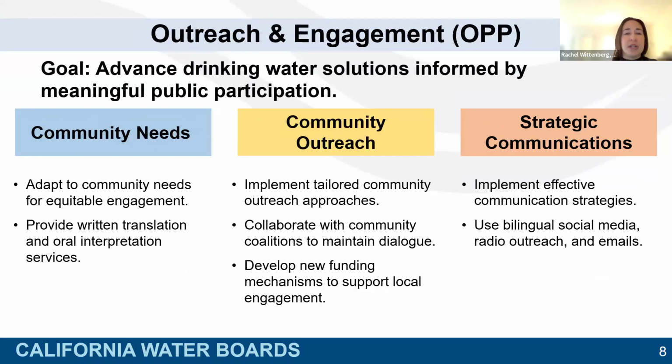As for the Office of Public Participation, our focus is on outreach and engagement. Three areas of focus are community needs, outreach, and communications. Central to OPP's work is adapting to the particular needs of each community, as community inputs are the foundation for engagement planning. This includes accommodating a preference for in-person or virtual meetings, location types such as schools, or meeting outdoors.